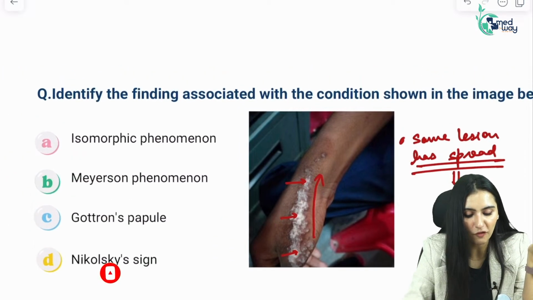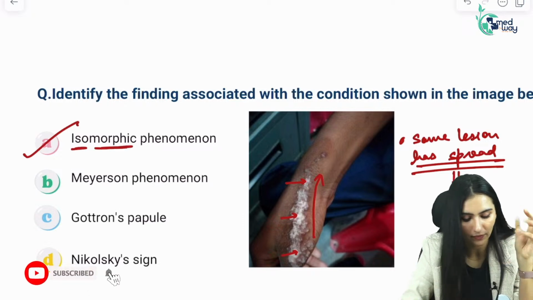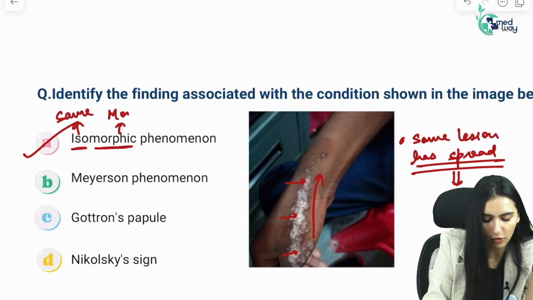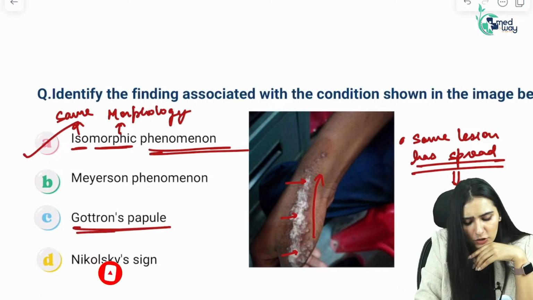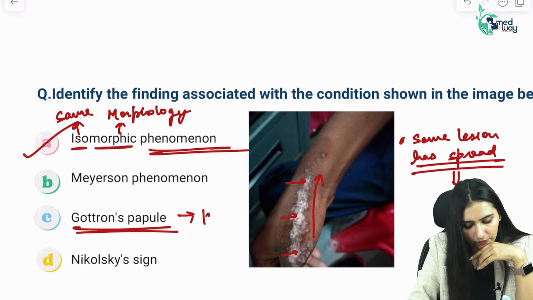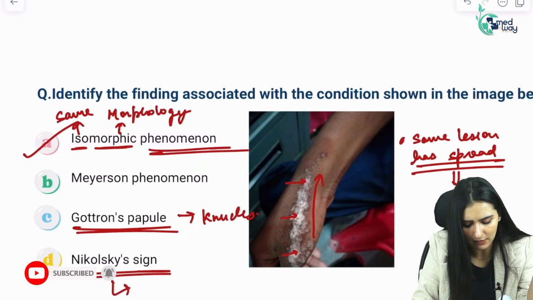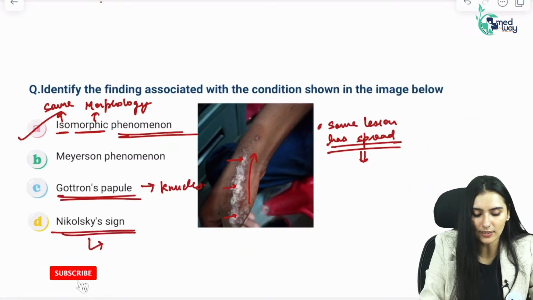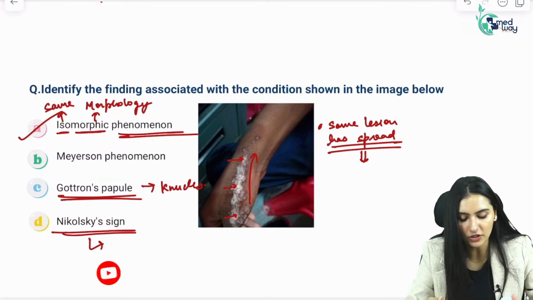What is it? It is an isomorphic phenomenon. Iso is same, morphic is morphology. So, same morphology. That is an isomorphic phenomenon. The answer is A. Gottron's papules you will see on the knuckles. Nikolsky sign will come later, it is seen in bullous disorders, but that is separating of the skin, not seen over here. This is an isomorphic phenomenon because the same morphology keeps on spreading like that.